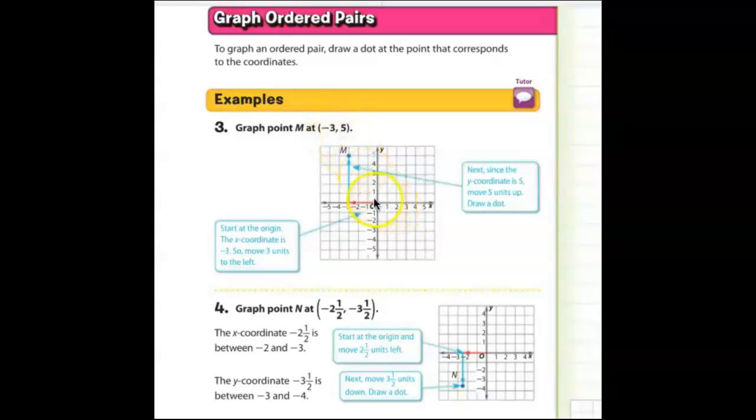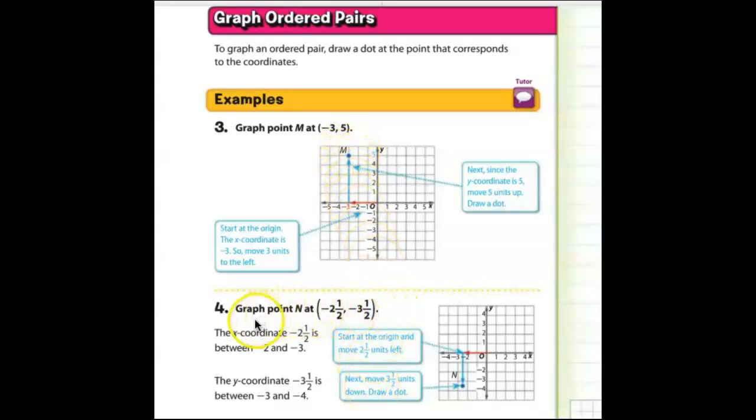So it's asking us to graph point M, and it says that it's -3 and +4. So we always start at the origin, and that's 0, 0. And then we're going to go over -3. Always go along the x-axis first, and then we're going to go up +5, and you can see they've already placed the point M right here.